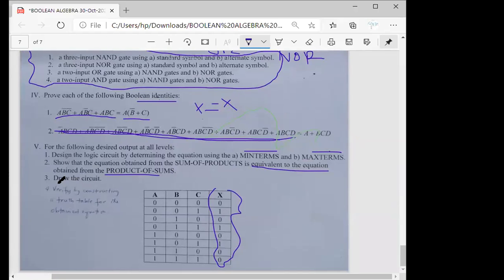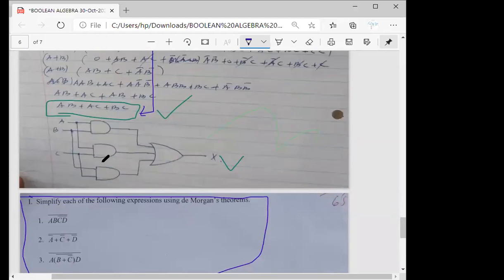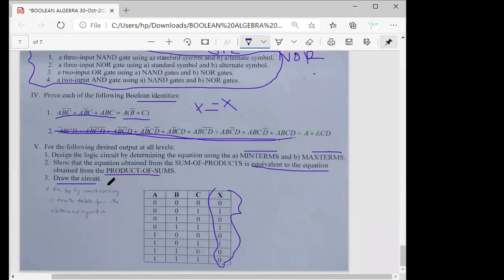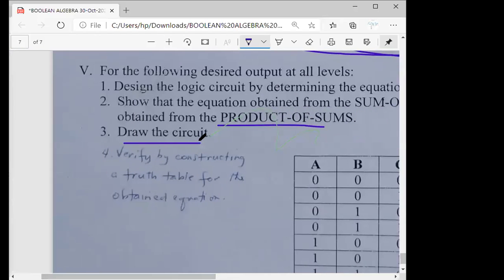Then now, draw the circuit. With the value that you get, you can draw the circuit, like this one. We drew the circuit here when we had already solved the problem. Finally, you verify by constructing a truth table, all right? After you've done the circuit, with the last value that you've got, you verify by constructing a truth table for the obtained equation.